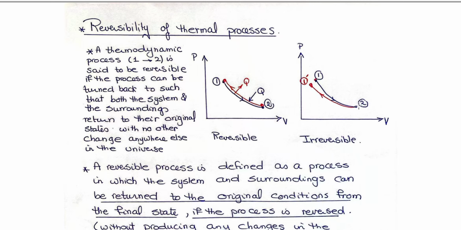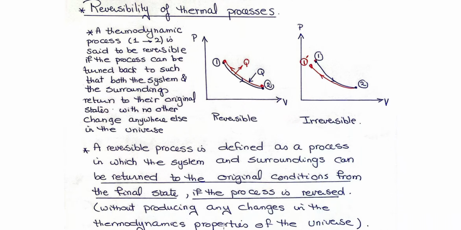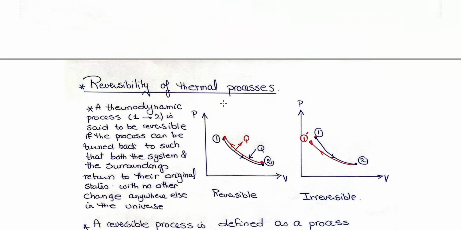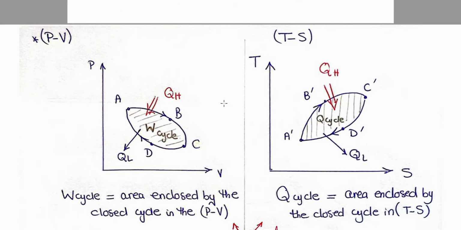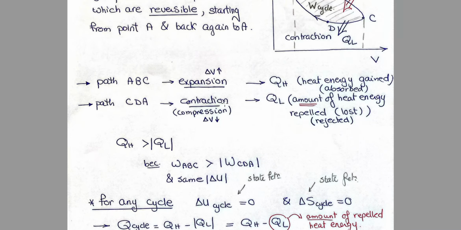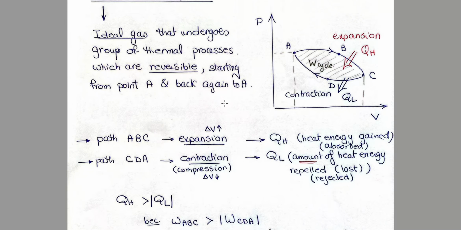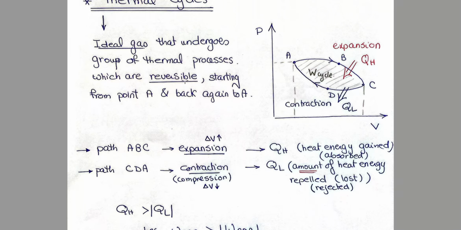This is called a reversible thermal process. But if the gas returns to a point near point 1, not exactly point 1, say 1 dash, this is called an irreversible process. So the reversible process is defined as the process in which the system returns back to its original conditions if the process is reversed. So the two conditions to study a thermal cycle are to have an ideal gas and a reversible process.